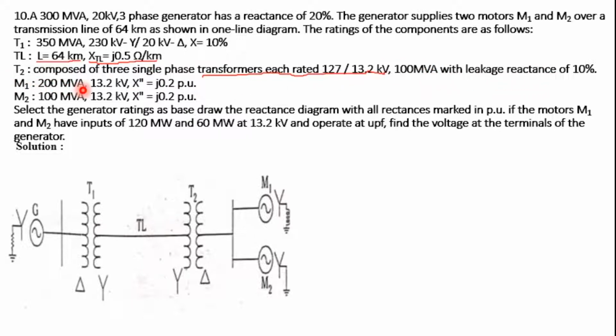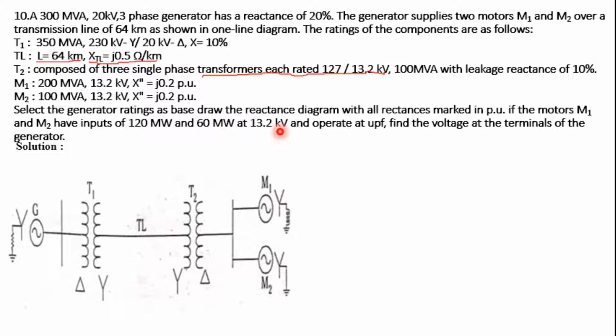M1 is 200 MVA, 13.2 kV, with a subtransient reactance of 0.2 per unit. M2 is 100 MVA, 13.2 kV, 0.2 per unit. So what he says is, select the generator rating as the base, and draw the reactance diagram with all the reactances marked in per unit.